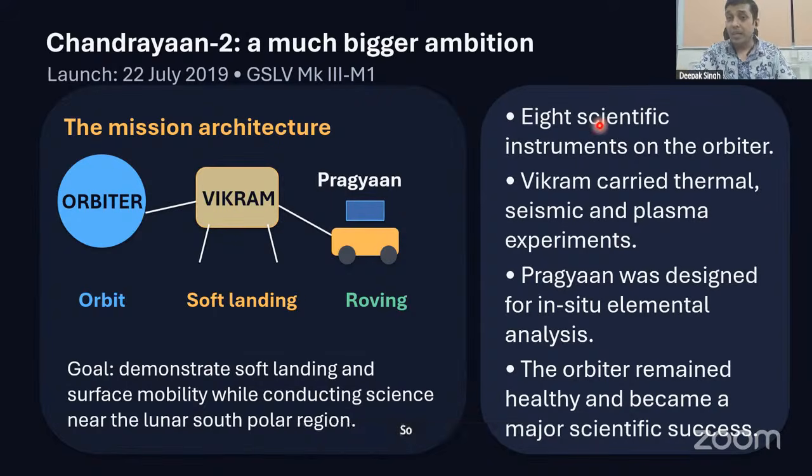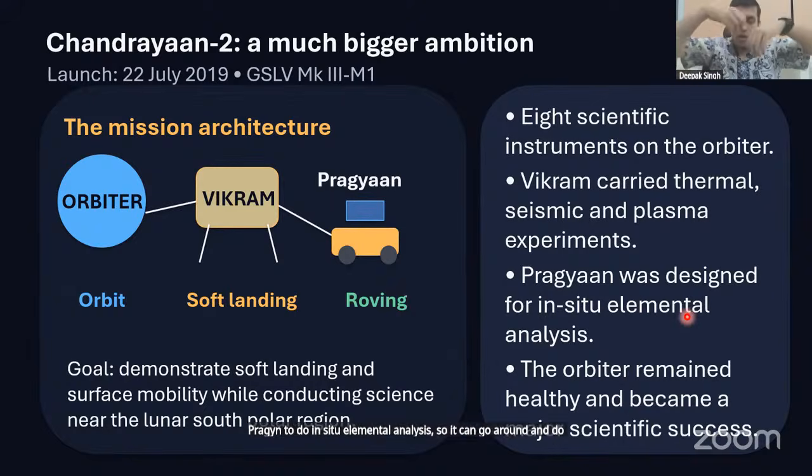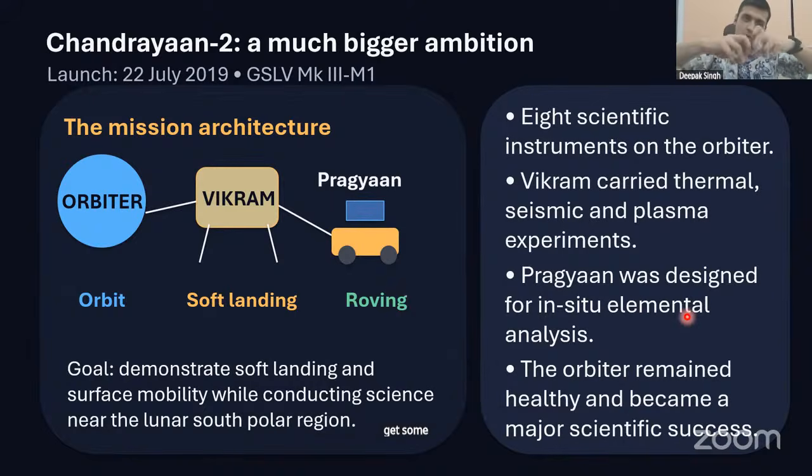So it had 8 scientific instruments. Then Vikram carried thermal and seismic instruments because you want to study surface activity. Pragyan was to do in situ elemental analysis, so it can go around and get some samples, do in situ measurements. And the orbiter, of course, has to remain in orbit and collect data from Vikram and Pragyan and then send it back to Earth. That was the whole idea.